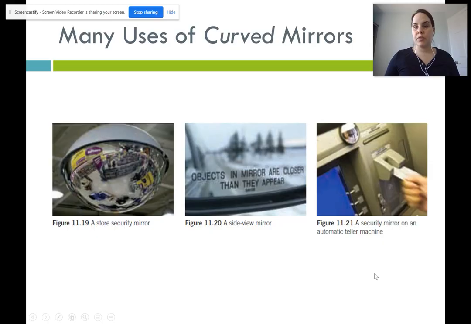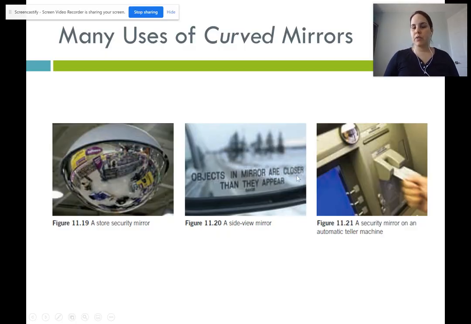We use these curved mirrors, specifically convex mirrors, all over the place. You may have seen store security mirrors before. They don't put plane or flat mirrors on the ceiling. They put these curved mirrors on the ceiling because the way that light interacts with them allows them to see a greater area of the store. So they may be able to see people who are trying to shoplift a lot easier.